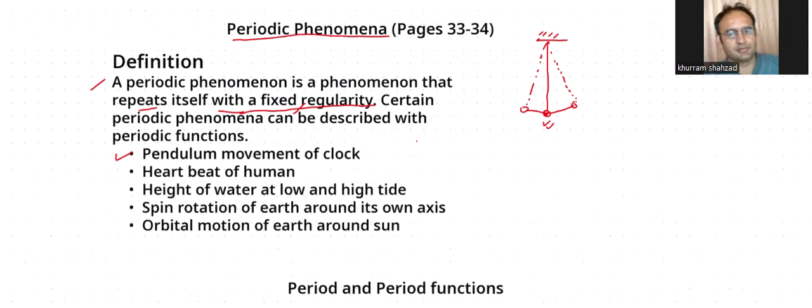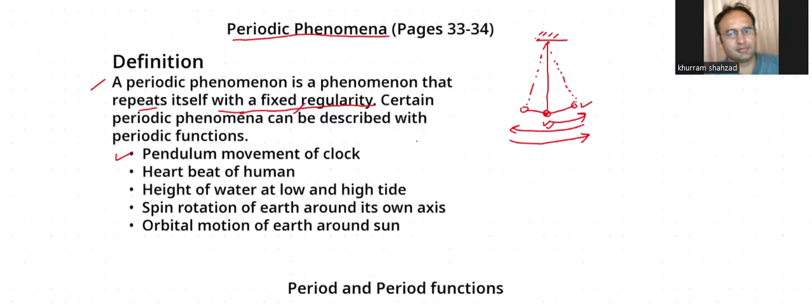It is a string which is hung vertically from some support, and at its other end, a small metallic bob is attached. If we displace it in this way to some fixed point, and then leave it, it moves in this way and then comes back here. It repeats its motion after some regular interval of time. So this is an example of a periodic phenomenon.